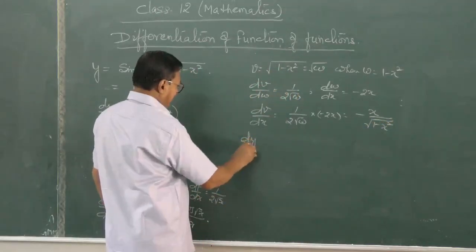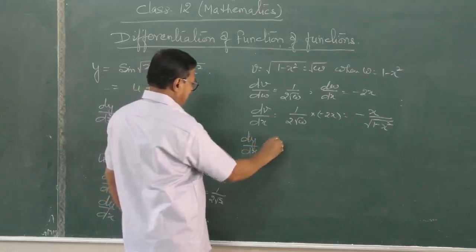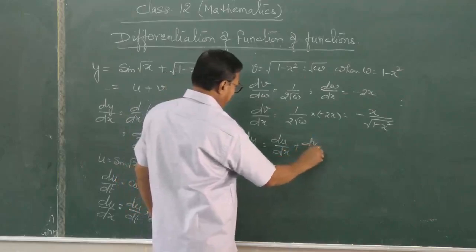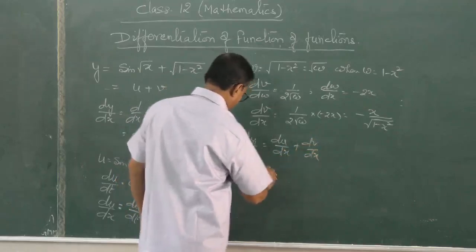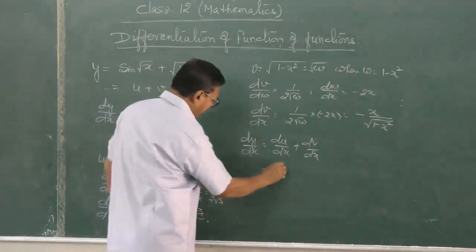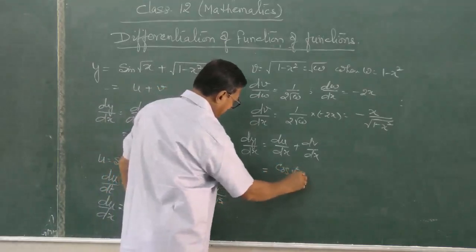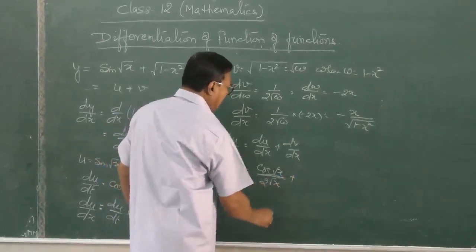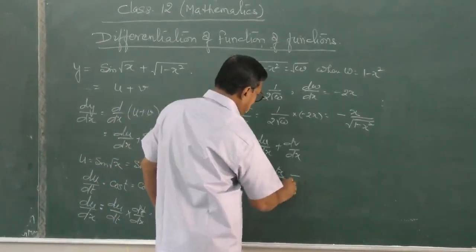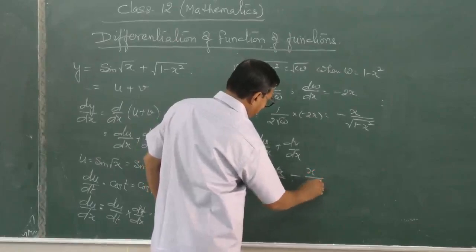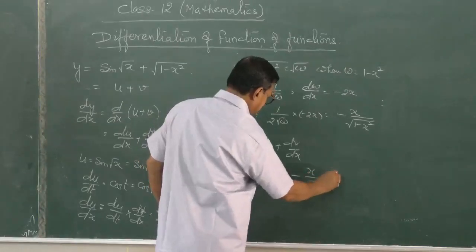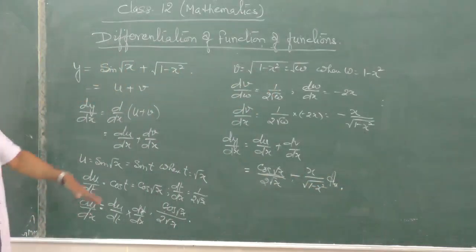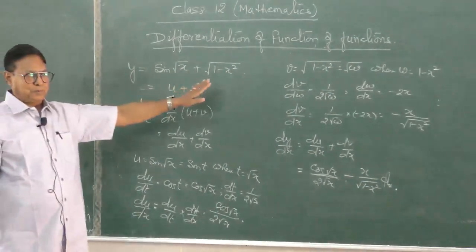we have to find dy by dx, which is du by dx plus dv by dx. So du by dx here is cos root x by 2 root x, dv by dx is minus x by root 1 minus x square. So this is the process which we follow, sum of 2.